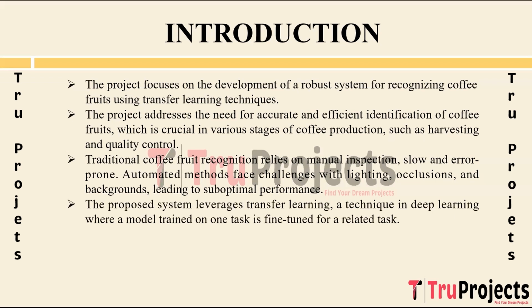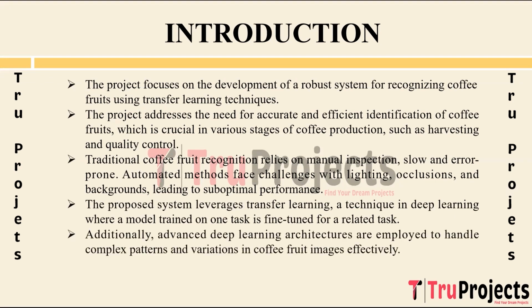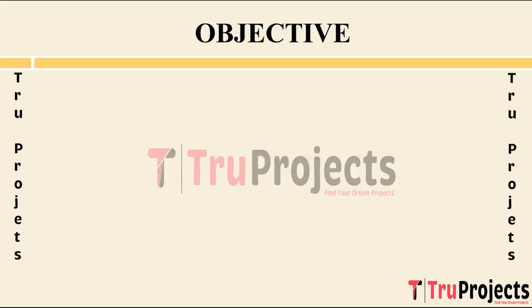This approach capitalizes on pre-existing knowledge learned from large datasets, reducing the need for extensive labeled data and enhancing the model's performance. The project utilizes advanced deep learning architectures to handle the intricate patterns and variations present in coffee fruit images. These architectures are specifically designed to extract meaningful features from complex datasets, further improving the accuracy and robustness of the recognition system.